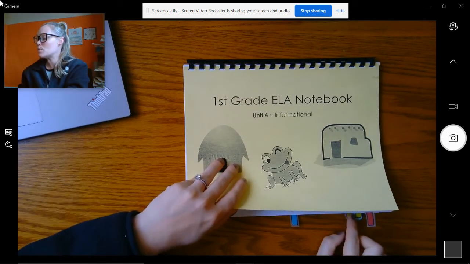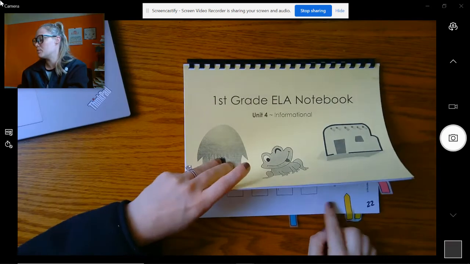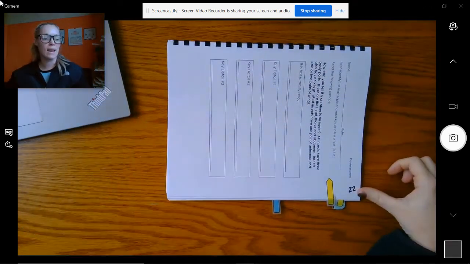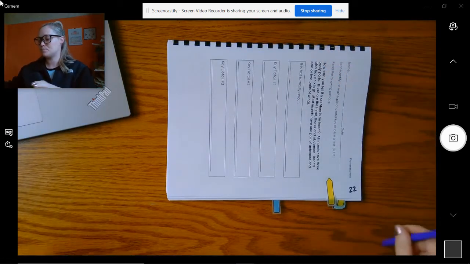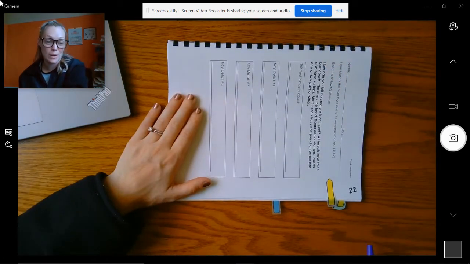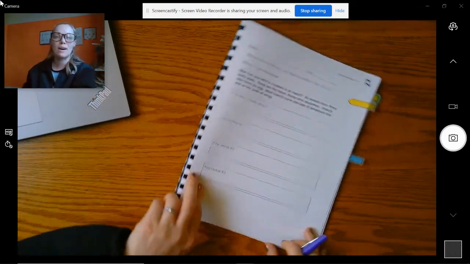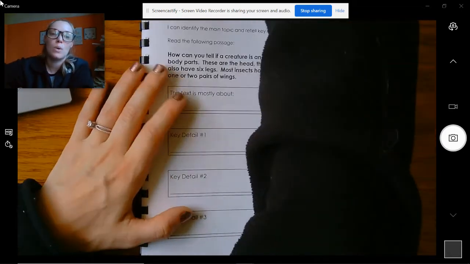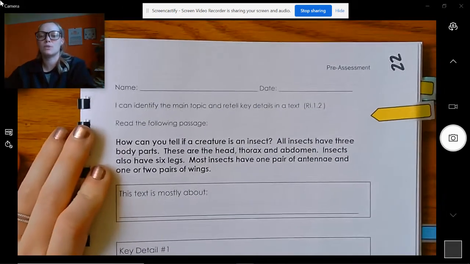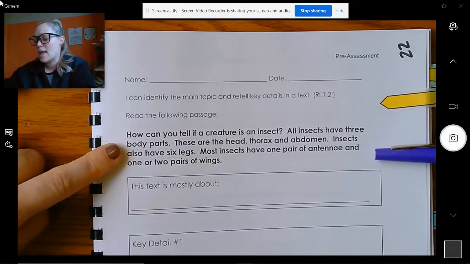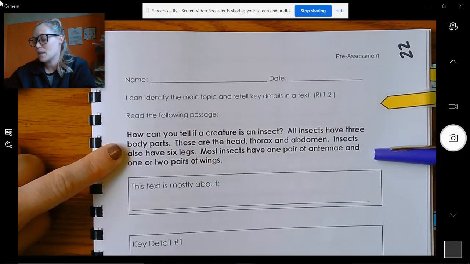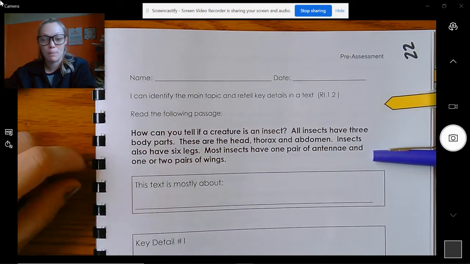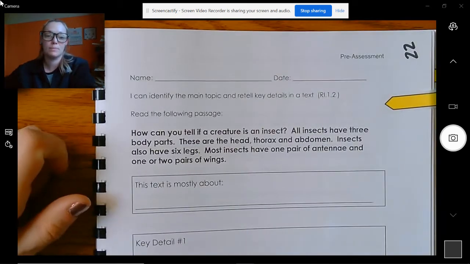So we will be in our ELA notebook on page 22. Go ahead and get that out and have a pencil ready. You might want to have a highlighter as well. If you don't have a highlighter, instead of highlighting, you can circle. So I'm going to go through and just read this the first time, and it's a short text. And then we'll think about what this is mostly about, the main topic. What is that main topic?